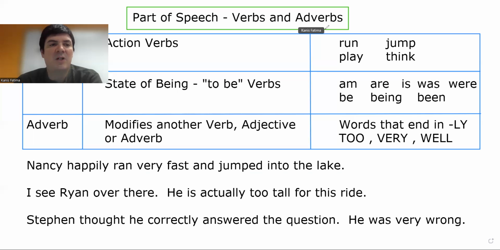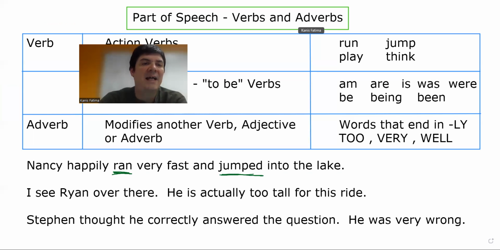So let's diagram a couple sentences. Let's look at the first example. Nancy happily ran very fast and jumped into the lake. If I look at my sentence, I see my verb ran. What is Nancy doing? Nancy ran. That is an action verb. Jumped is also an action verb.